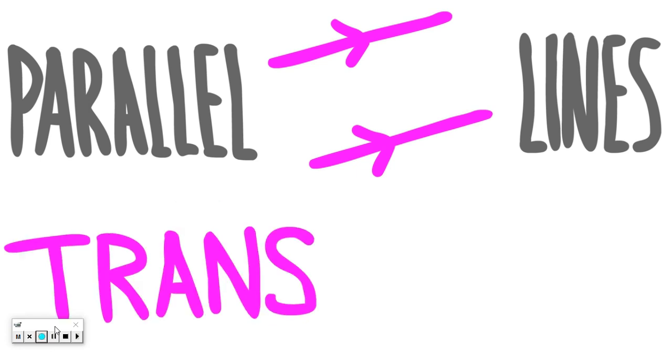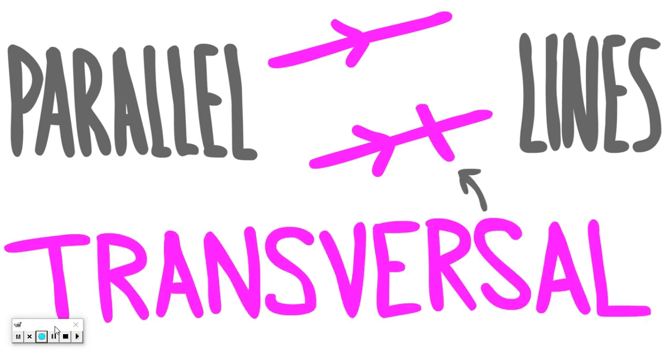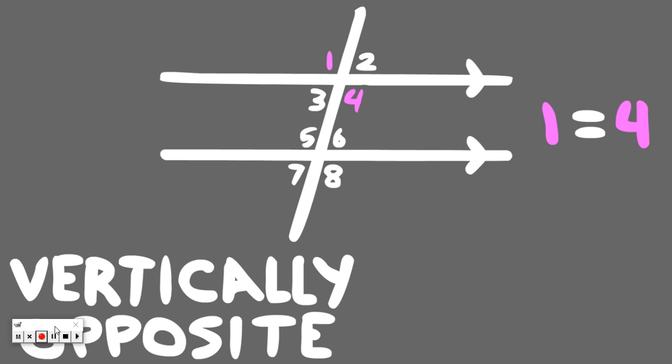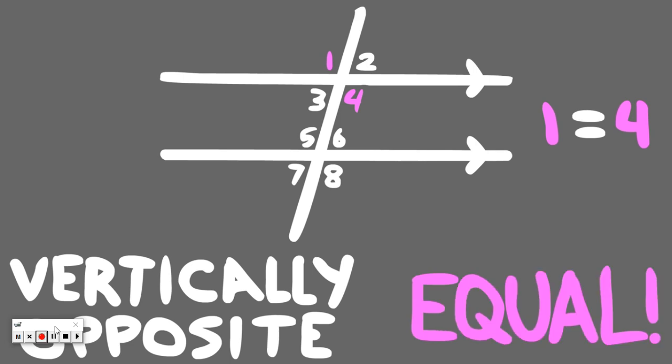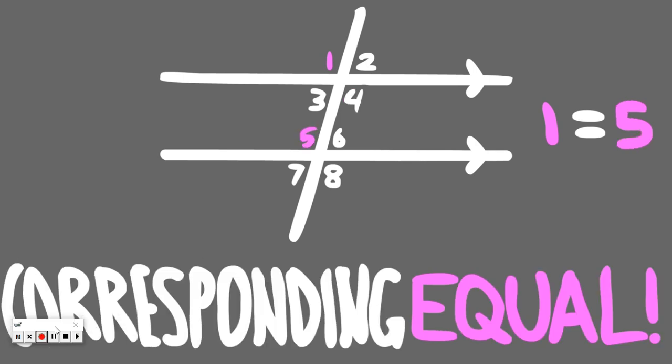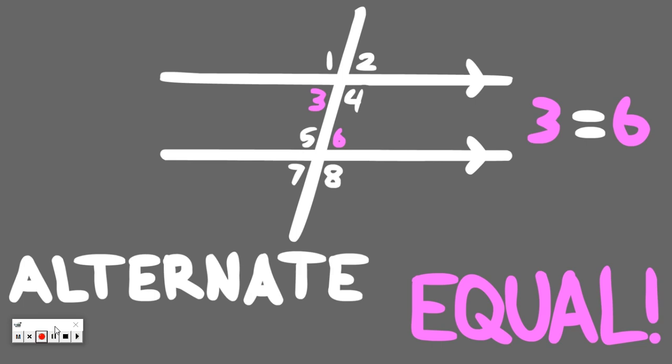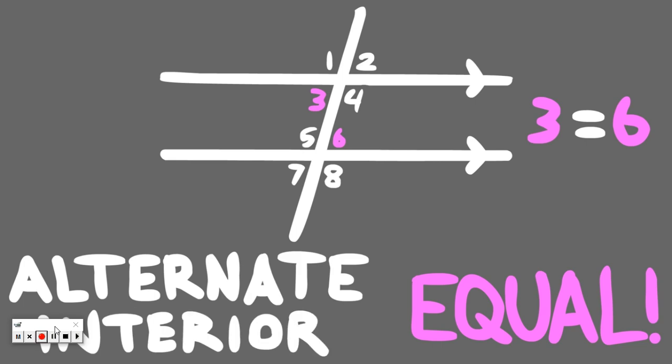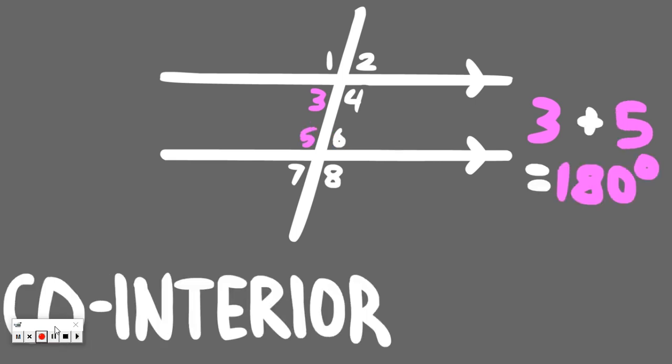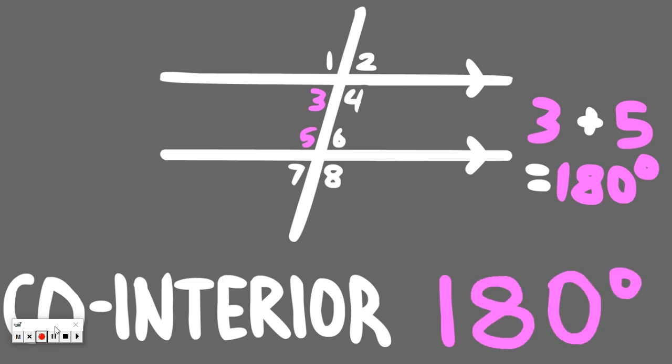It's called the transversal, and it has several angle properties, just like these. Vertically opposite angles are equal, corresponding angles are equal, alternate interior angles are equal, co-interior angles equal 180.